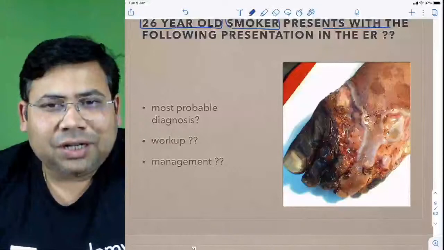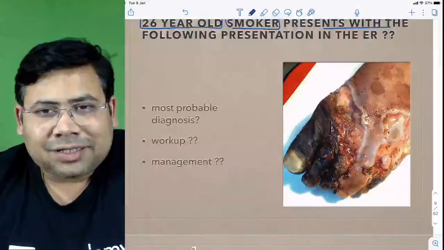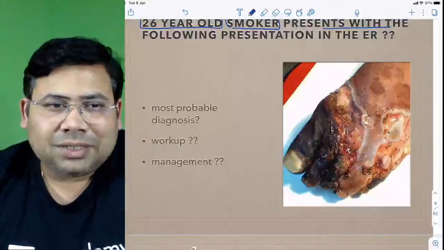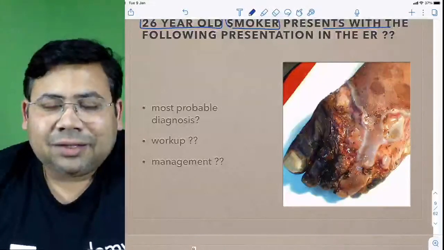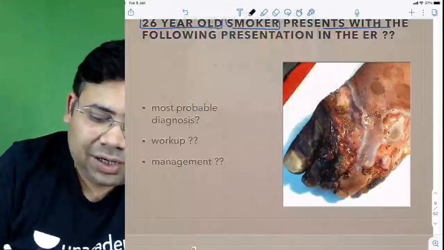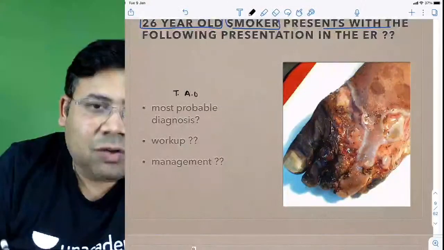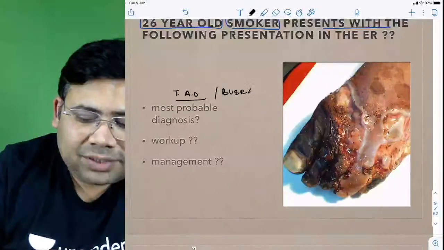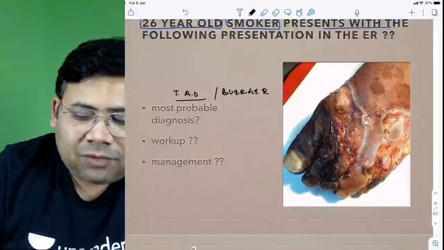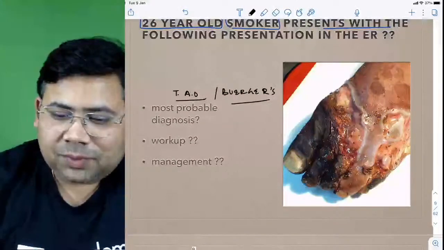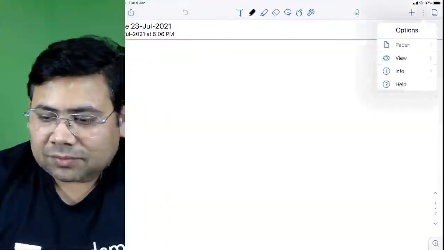Basically, this is a patient with peripheral arterial disease and probably suggestive of Buerger's disease, or you can say thromboangiitis obliterans. So yes, the diagnosis is absolutely clear: thromboangiitis obliterans, TAO, or you can say Buerger's disease. Now let us talk about the workup of this patient, and let us talk about the management of this patient. So for that, let me add one more slide to this.